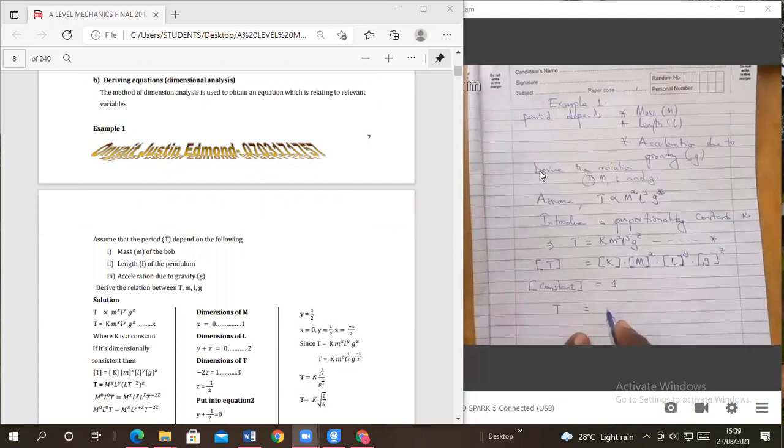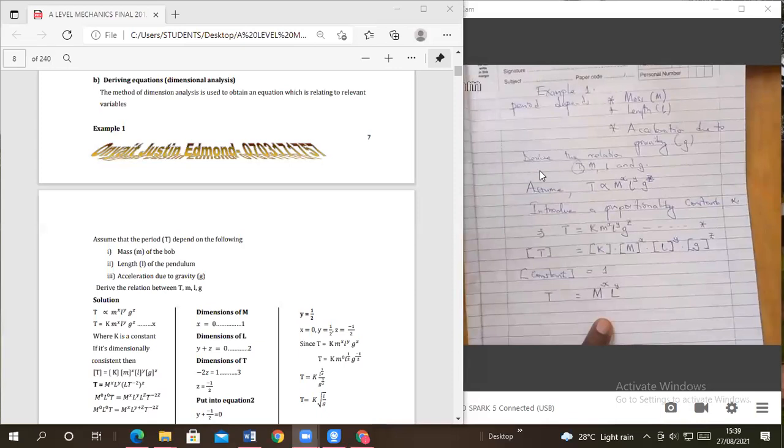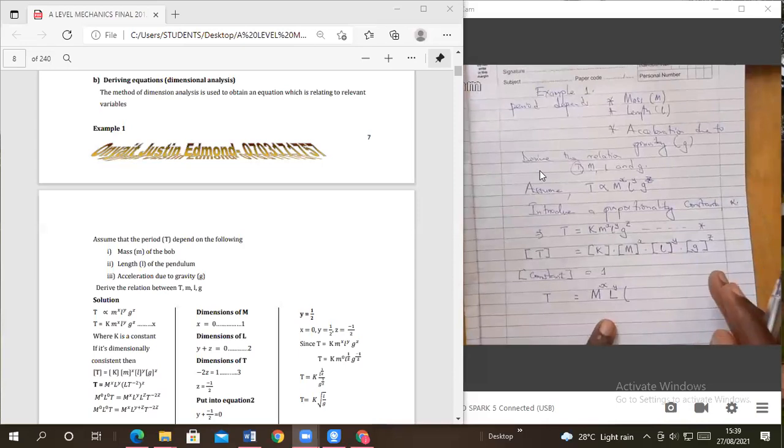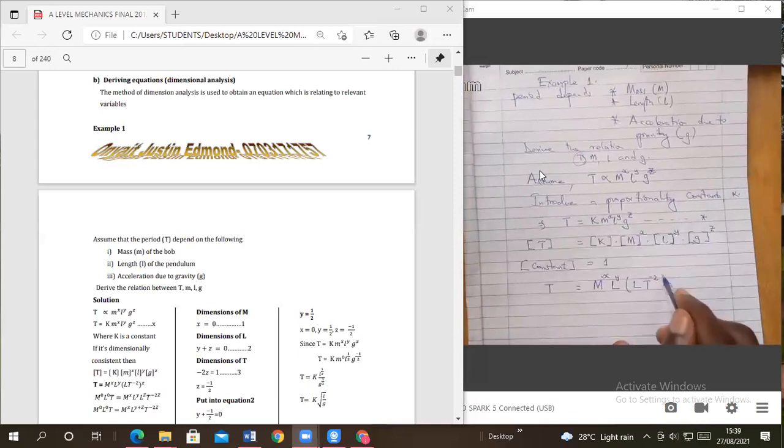Then M, which is mass, its dimension is capital M to the power X. Then length, we use capital L to the power Y. Then we also have acceleration. Acceleration is the rate of change of velocity, which will give us L T to the power negative 2, closed, all to the power Z.